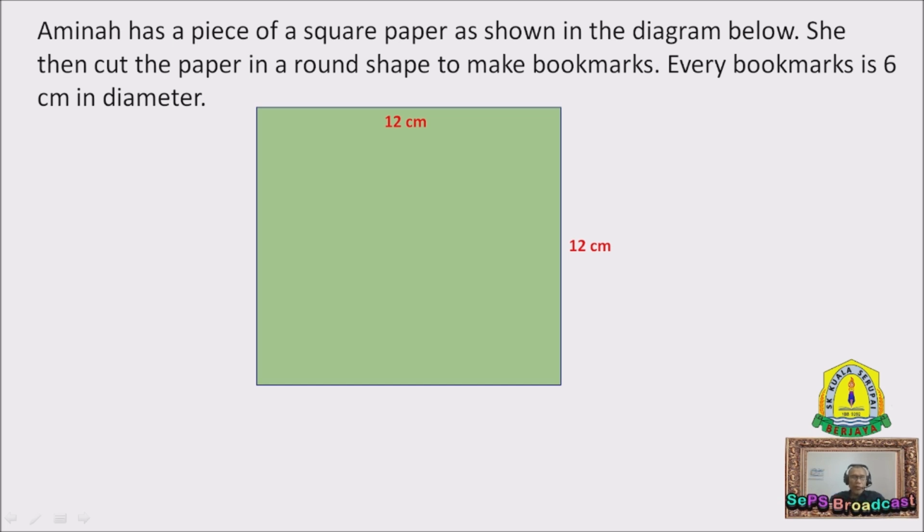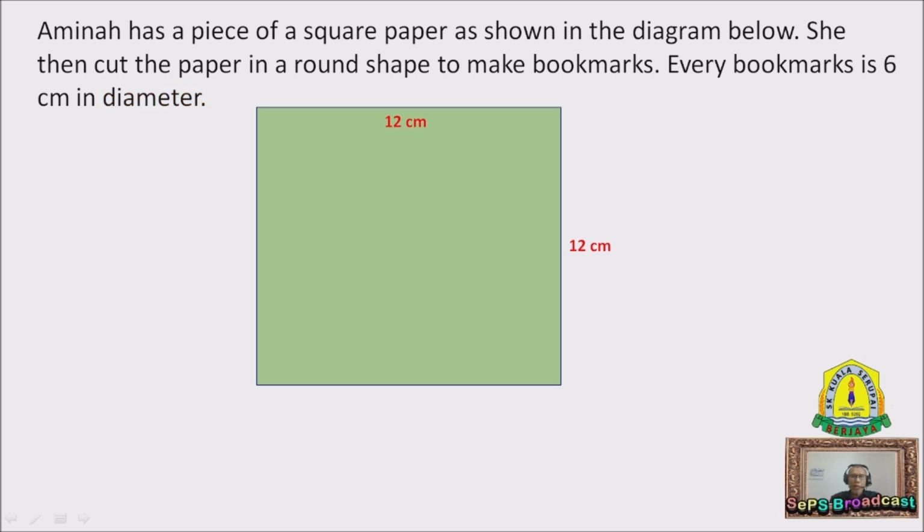Okay class, boys and girls, this one is much tougher. This one is much more challenging. This is a HOTS kind of question, a higher order thinking question. But before that, let us read the question. Amina has a piece of square paper as shown in the diagram below. She then cuts the paper into a round shape to make bookmarks. Every bookmark is 6 centimeter in diameter, meaning the bookmark is round in shape.